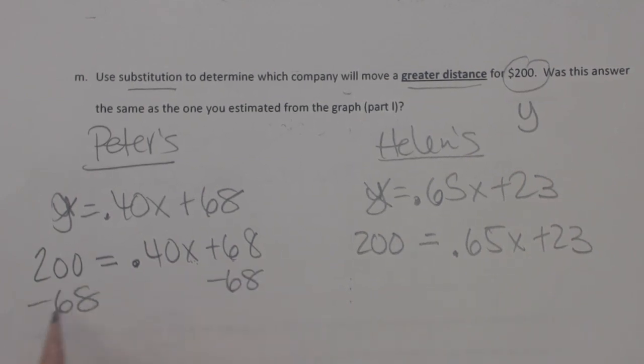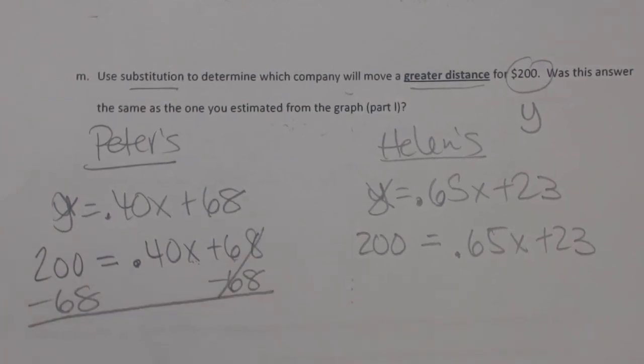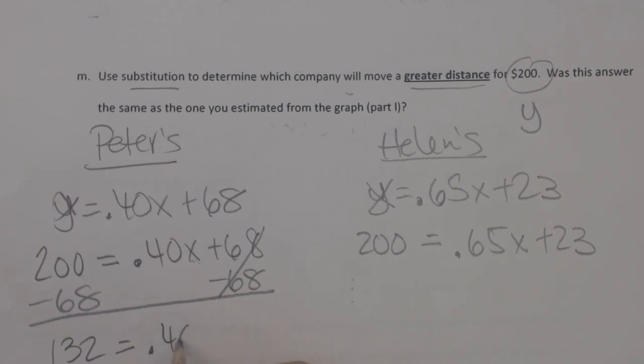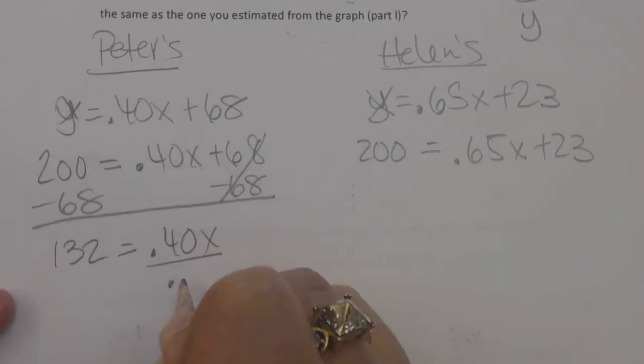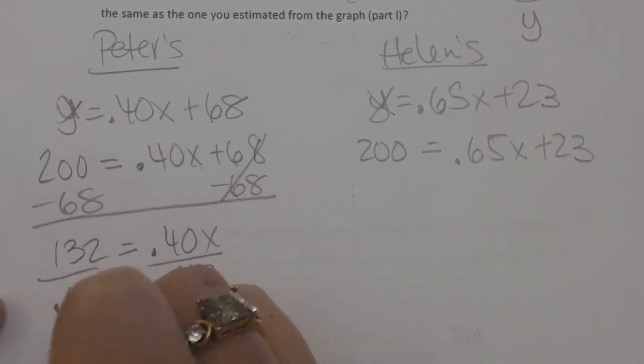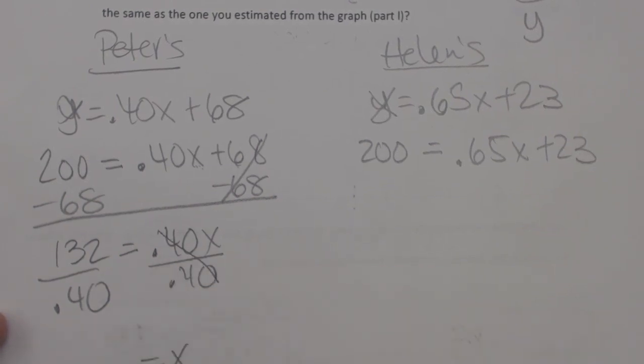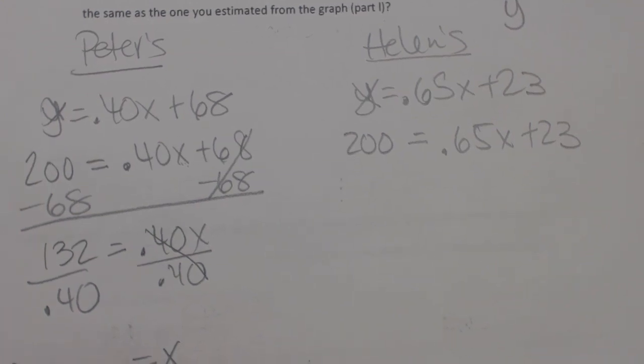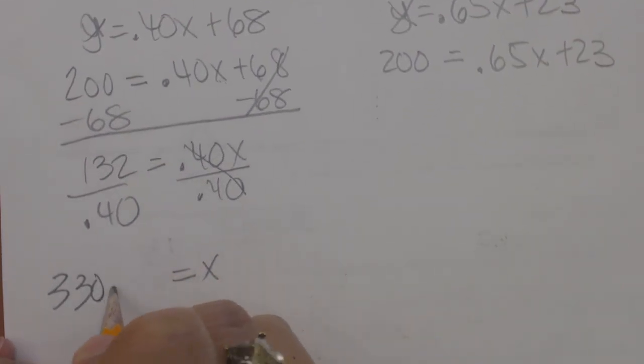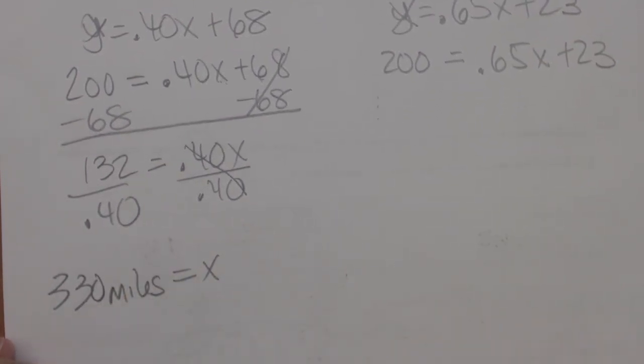So I'm going to do Peter's first. I'm going to bring the 68 over. So in my calculator, I'm going to do 200 minus 68. I'm going to get 132 equals 0.40x, divided by 0.40. And so this is going to give me the miles. So 132 divided by 0.40 is going to give us 330 miles. Okay, so this is Peter.